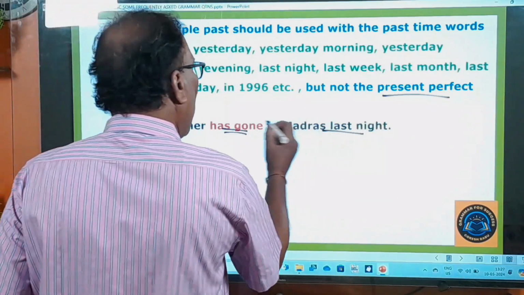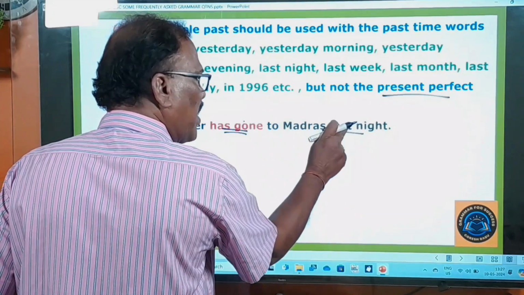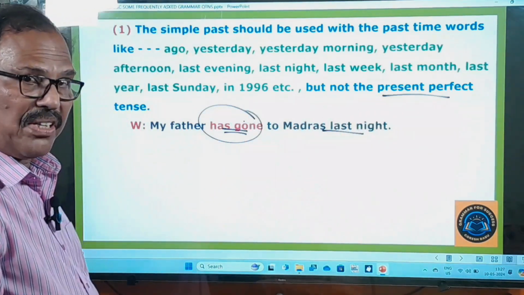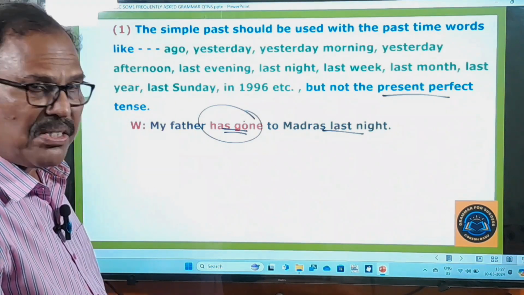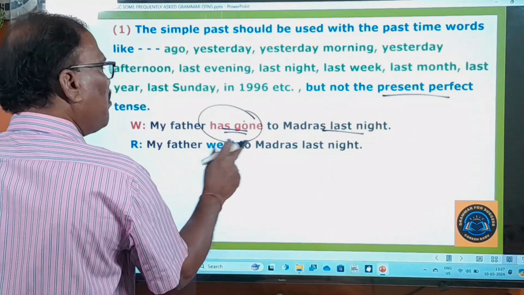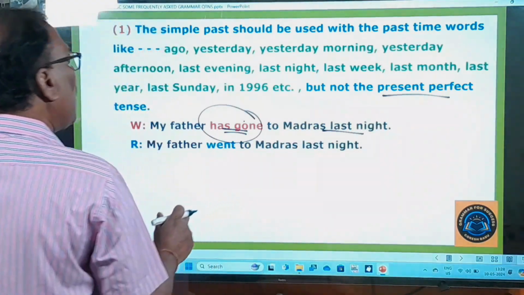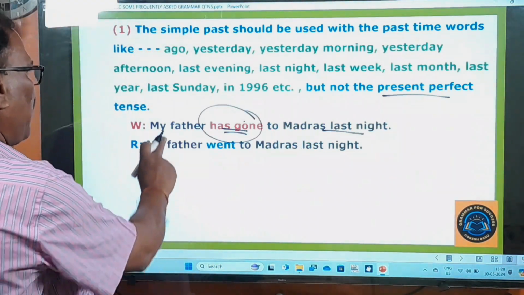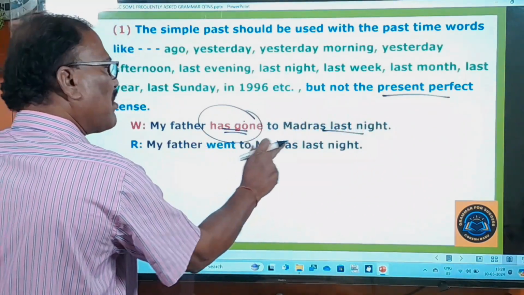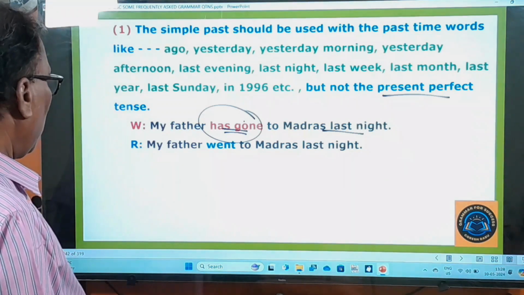Since this action took place in the past time, you should not express this in the present perfect tense. You have to express it only in the simple past tense. So what should you say? My father went to Madras last night. This is how you have to correct it. My father has gone to Madras last night is wrong. My father went to Madras last night, right?